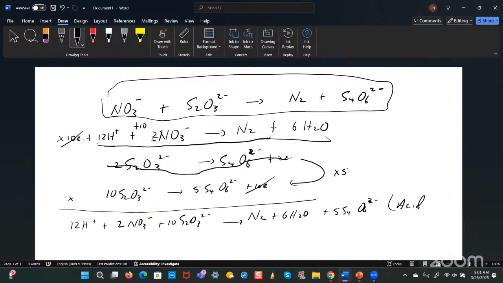All right. So again, as I said before, always check through to make sure everything is balanced. 12 hydrogens, 6 times 2, 12 hydrogens. So those are balanced. 2 nitrogens, so that's okay. We have 20 sulfurs here, and we have 5 times 4, 20 sulfurs, so the sulfurs are balanced. In terms of the oxygens, we have 6 oxygens plus 10 times 3, 30, so that's 36 oxygens on this side. And on this side, we have 6 oxygens and 5 times 6 is 30, so we also have 36 oxygens on that side. So the equation is balanced.